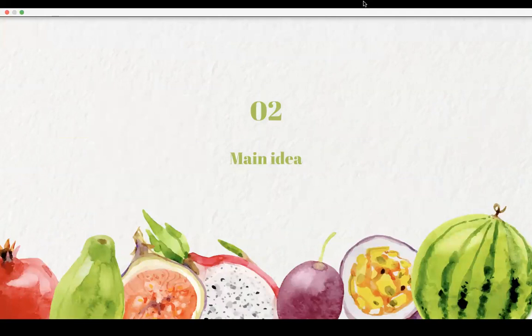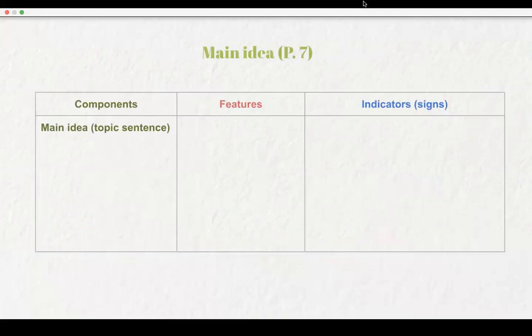Now, let's jump into the main idea of a paragraph. So the main idea is usually hidden in a topic sentence, which is essentially the first sentence of a paragraph. And it usually gives a general idea with keywords. Let's take a look at some indicators. You may wonder, what are indicators? Indicators are actually signs that tell you, hey, I'm the main idea of this paragraph. And they are usually keywords.